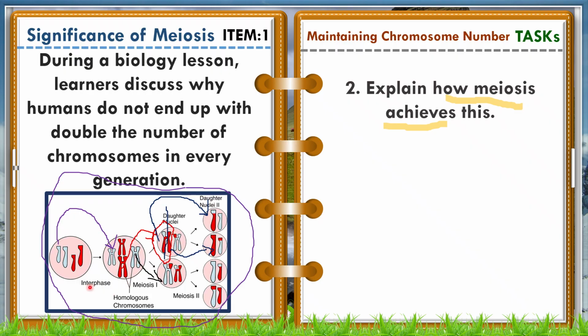Whereas when we were in meiosis 1, it was the homologous chromosomes separating. So we are asking ourselves a question: explain how meiosis achieves this.